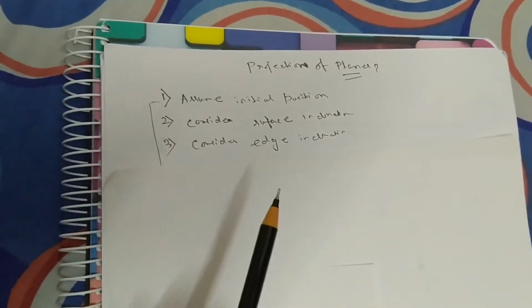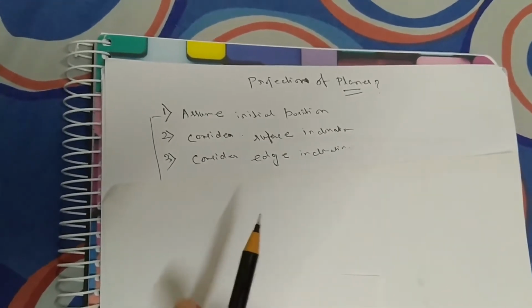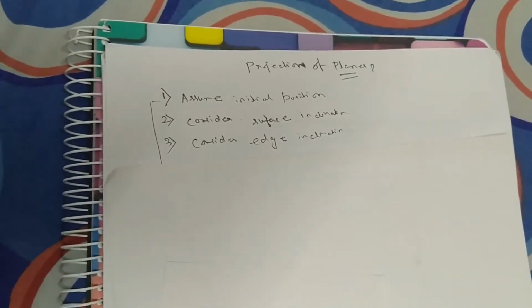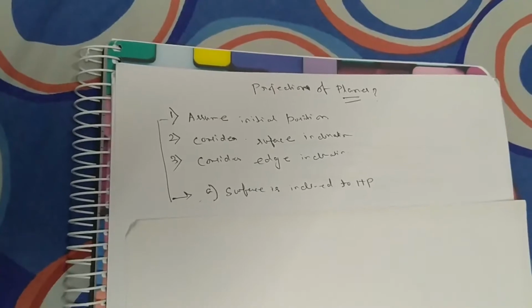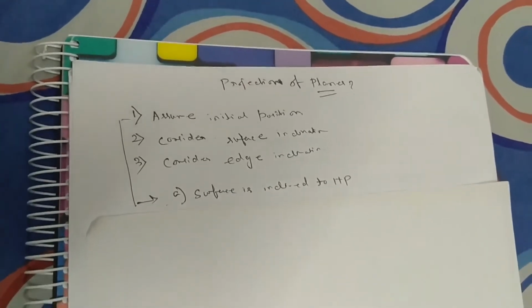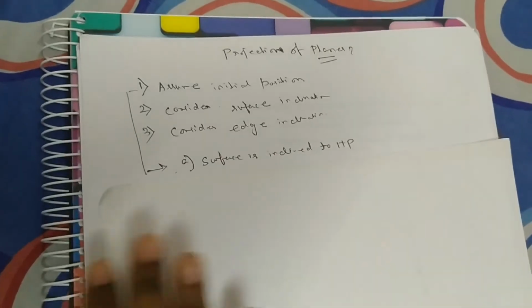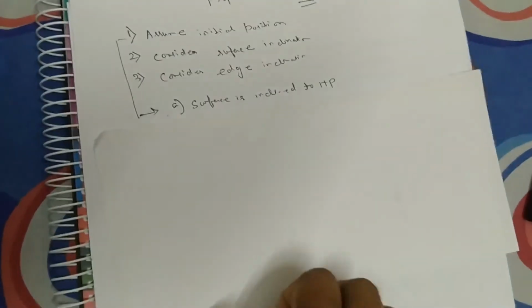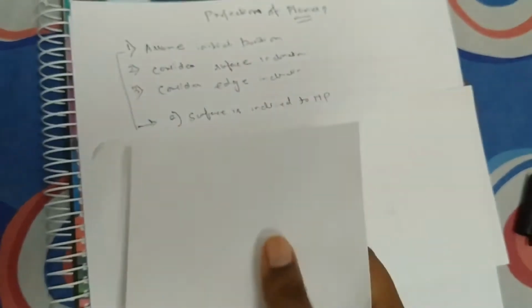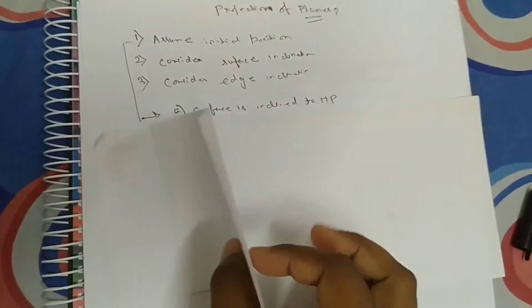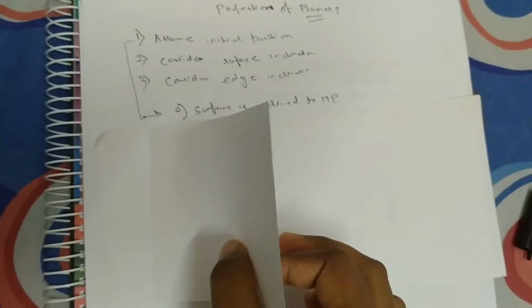How do we make the initial assumption? Basically there are 2 types of initial assumption. One is when the surface is inclined to HP. What does this mean? HP is the horizontal plane. You can consider this as your horizontal plane, and if this is your rectangle plane, it will make some kind of angle like that. Then you can say the surface is inclined to HP. So this angle is your phi angle.